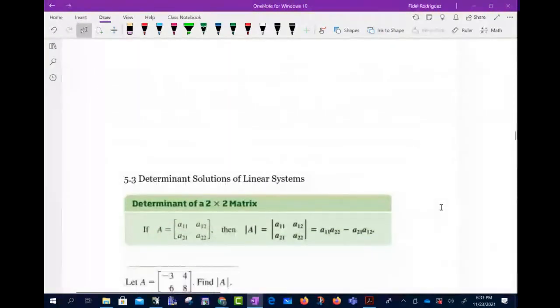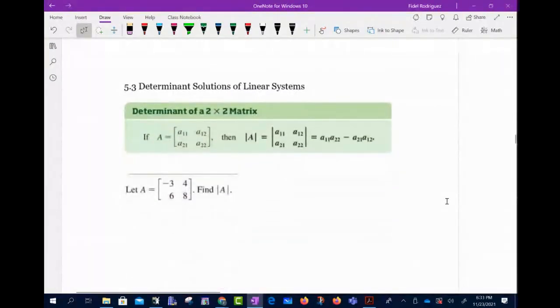Okay. So now let's go through the last section. Y'all, this is 5.3. This is the last section of the class. So if you're sad, don't be sad. I'll teach you another section in another class another day. But this is it for us, okay? This is the last section of our class. So let's take a look at what we got here. It says 5.3 talks about these things called determinant solutions of linear systems.